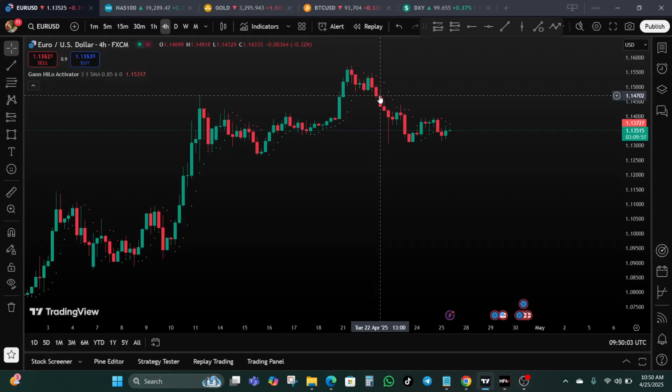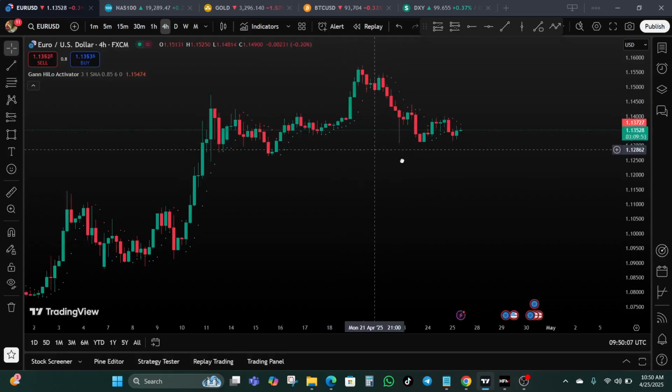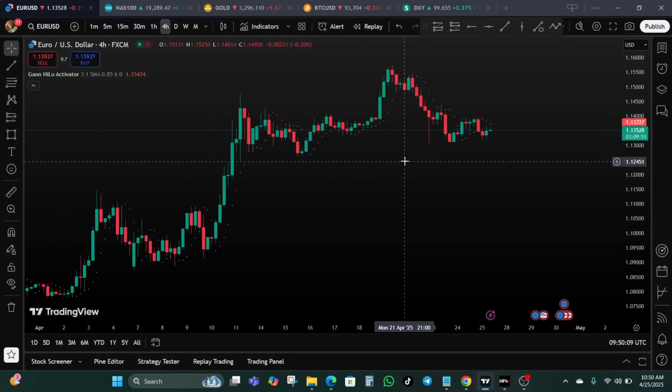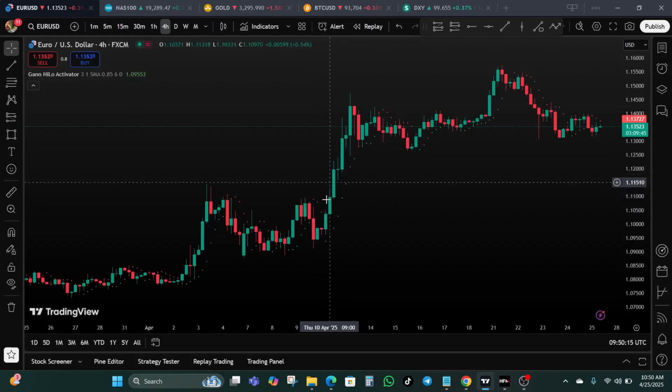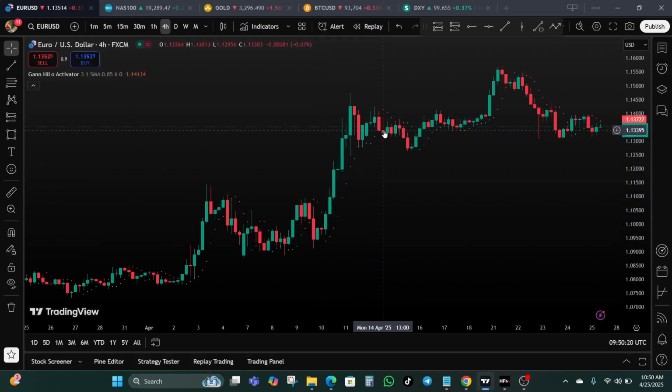The Gann HiLo is also great for trade management. Many traders use it as a trailing stop loss guide. If you are in a long trade, for example, and the price crosses below the Gann HiLo Activator Indicator, that is your signal to consider closing the position.